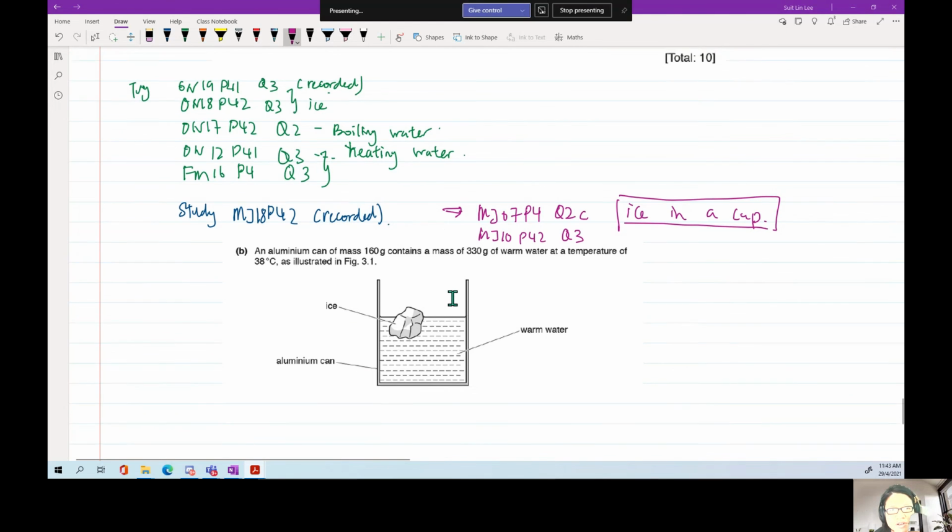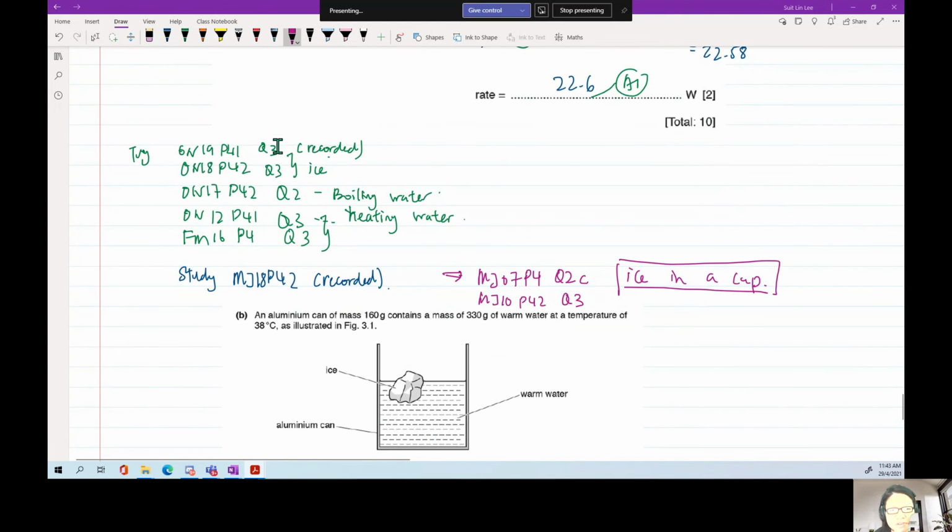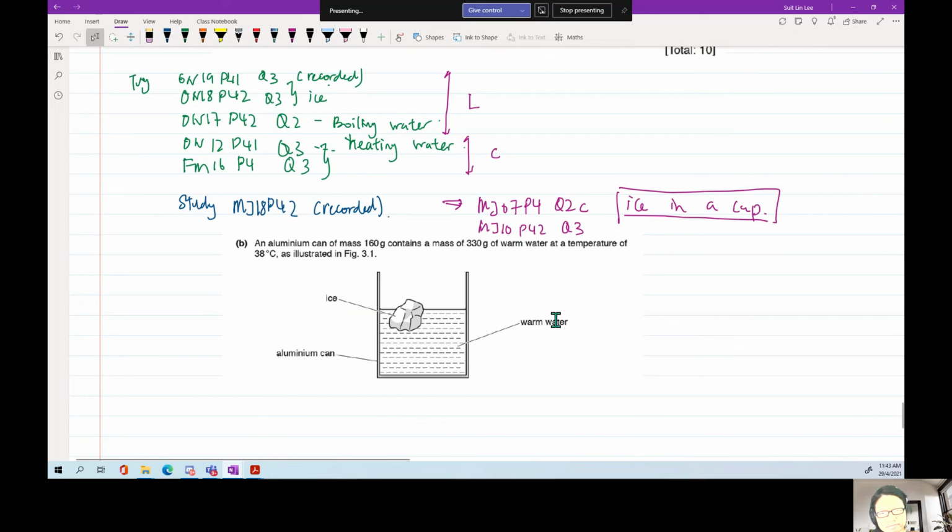Just try this. So all this is about specific heat. Here to here is L. Here to here is C. This one is C plus L. Ice is going to melt what? All right, so the ice will melt and something will happen. So read the question. This is recorded. Hopefully when you watch the recording already, you can answer these two questions.